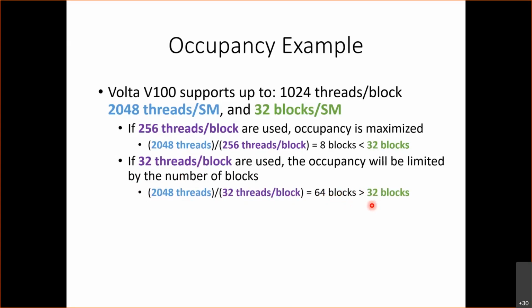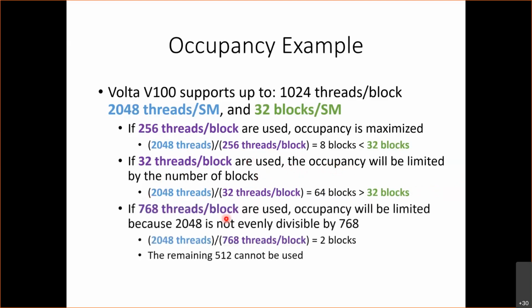So I'm only going to have 32 blocks times 32 threads. That's 1,024 threads. I will not fully utilize the 2048 threads in the SM. So in this case, my occupancy will be limited. I will not have full occupancy of my SM, and because I will not have full occupancy, my ability to hide latency is going to be worse.